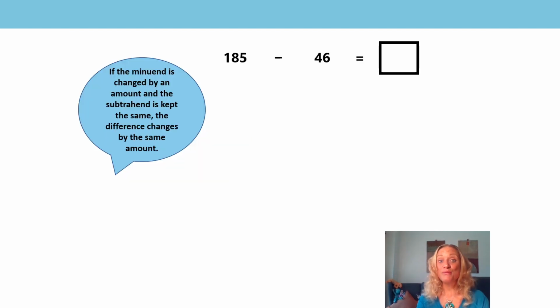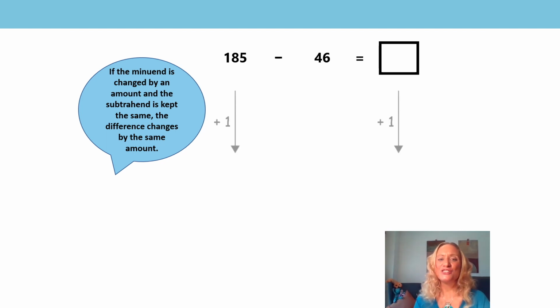Did anyone transform the minuend so they could subtract 46 more easily? What strategy were you using then? You'd be using the same strategy Ellie used, wouldn't you? And so what was the generalisation for that? Let's say it together. If the minuend is changed by an amount and the subtrahend is kept the same, the difference changes by the same amount. Fantastic, and that's a really good strategy, isn't it? So how did you transform the minuend? Did you add 1? Well done.